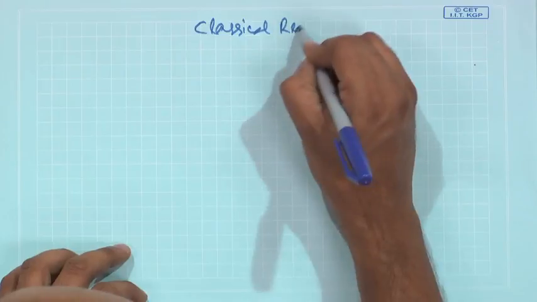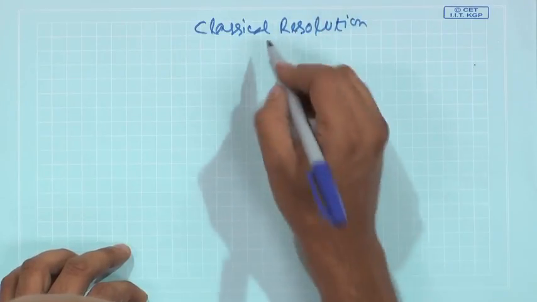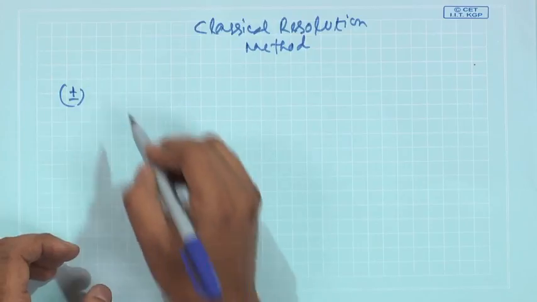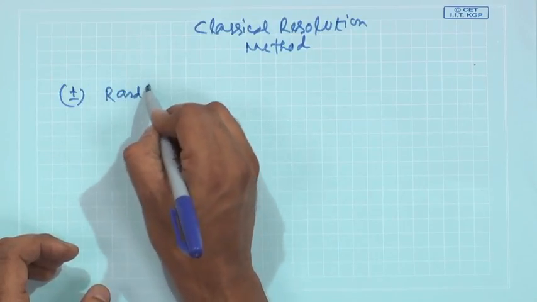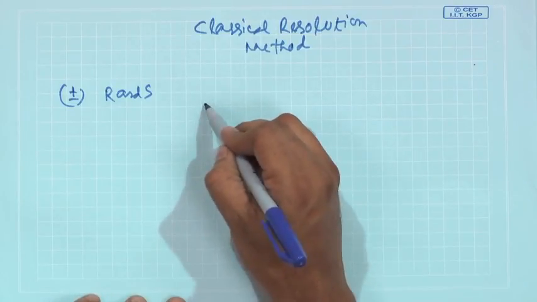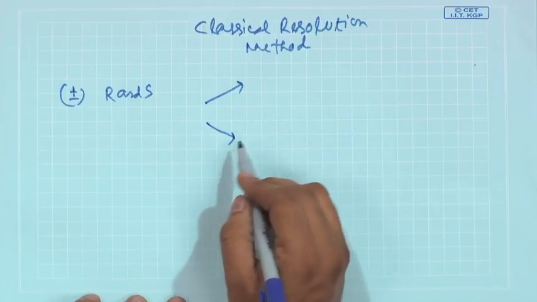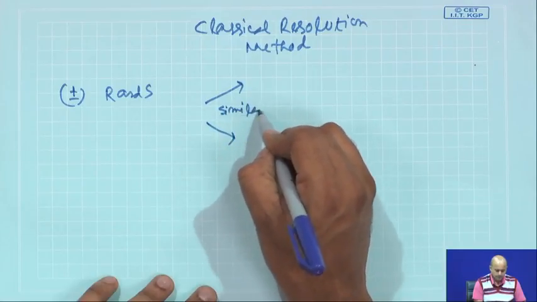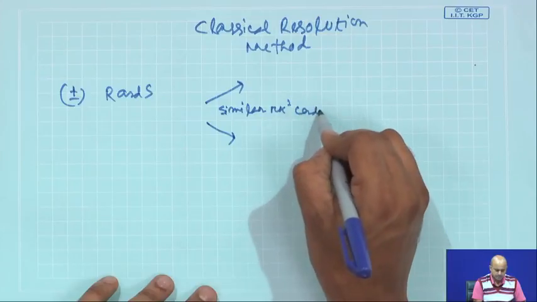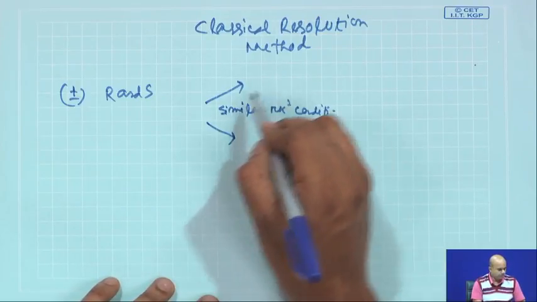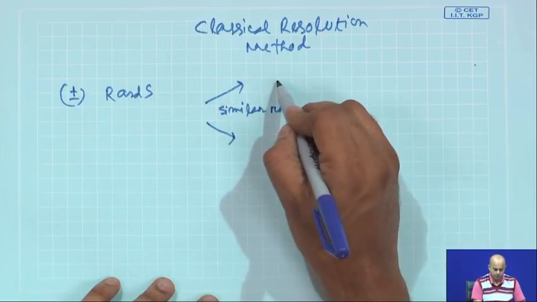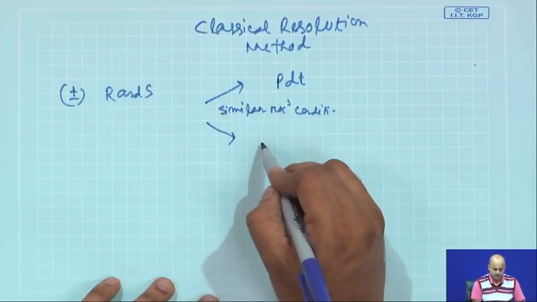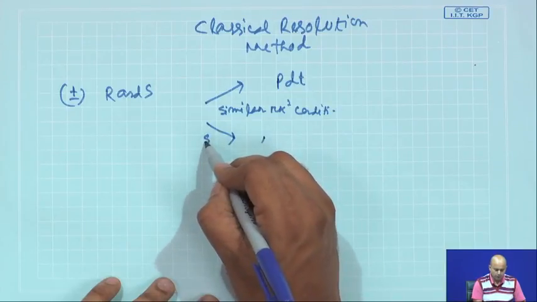In classical resolution, as the name implies, you have a racemic mixture of R and S together, and you allow them to react under similar reaction conditions. You find that one of the enantiomers out of these two will react to give you a product. The other enantiomer reacts very, very slowly.